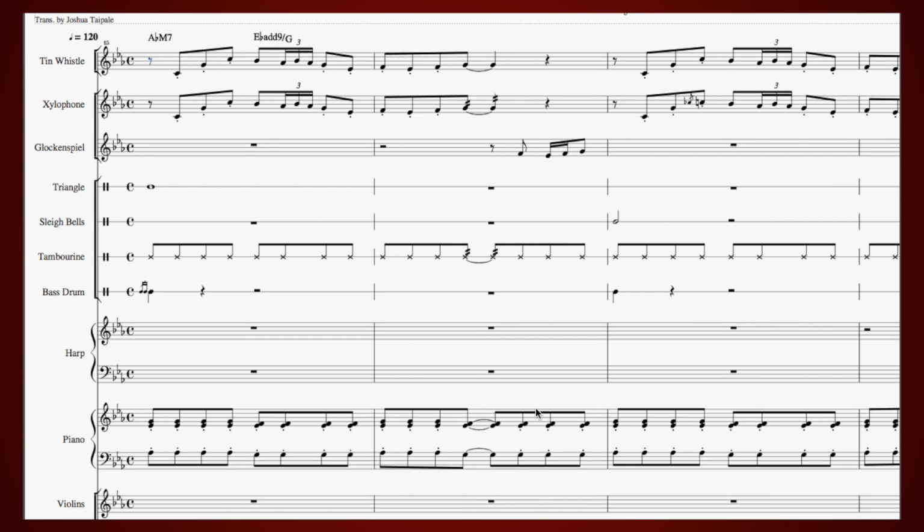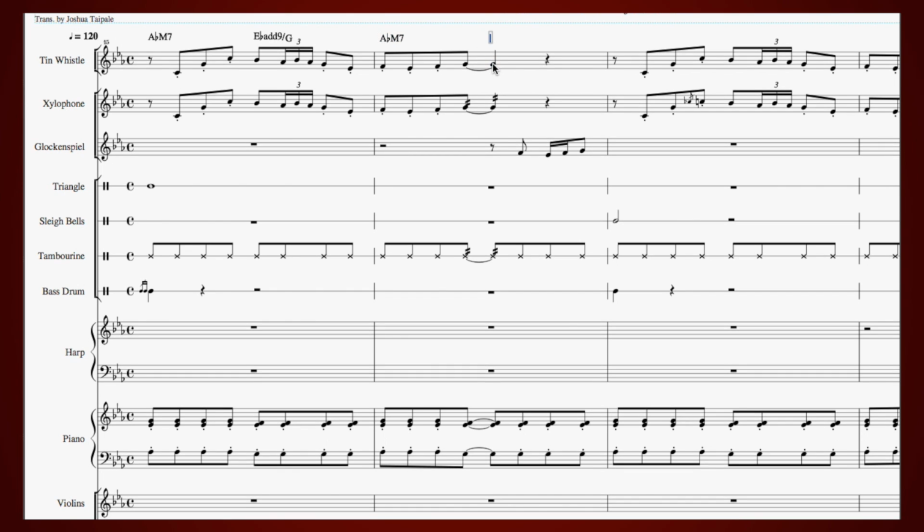We appear to have the same idea over here. Another A flat major 7, and then E flat add 9 over G.